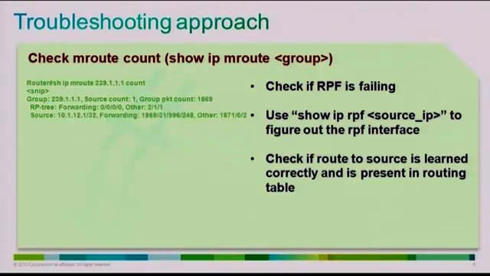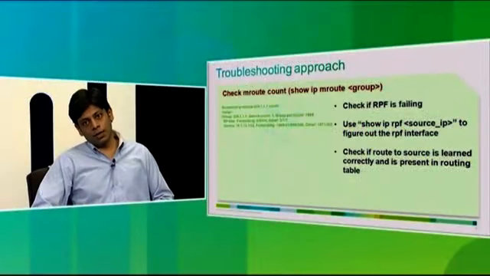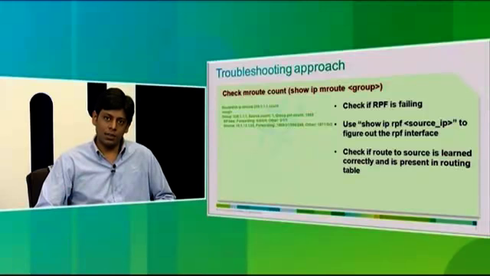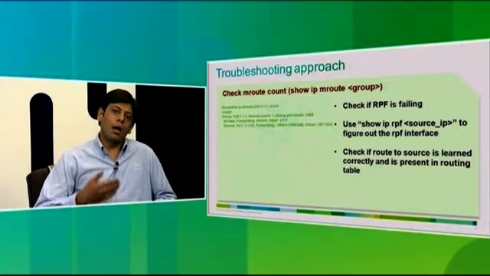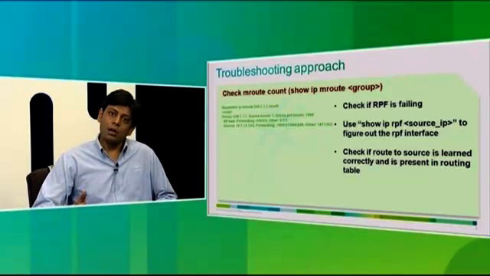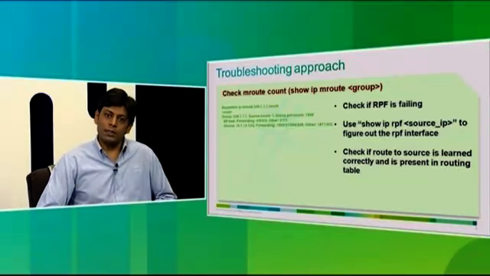There is a counter called the RPF counter as well. If RPF is failing for a particular multicast stream, this counter will increment continuously. So if you see that counter incrementing continuously, then you can be sure that RPF is failing and that's why we are sending traffic to the CPU. A quick way to check what the RPF interface is, is show ip rpf and then the address for which you want to check the RPF.